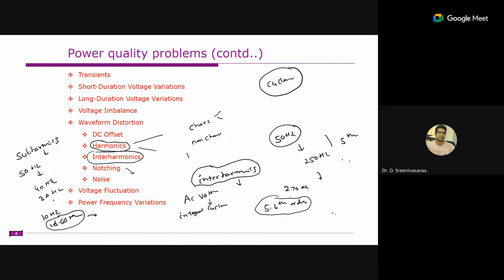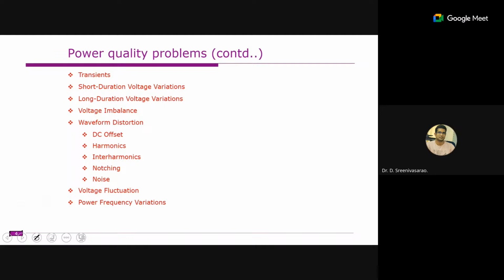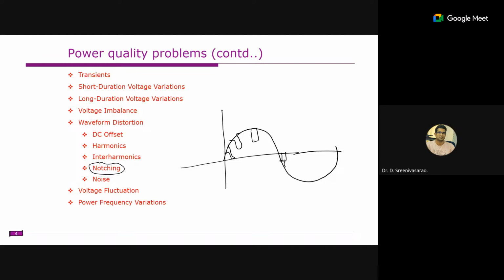Next, notching in the waveform. Notching is a sudden reduction in the magnitude. For example, if a voltage waveform is something like this, notching means you have some dip in the waveform. If it is at the peak value, the dip may be something like this. But if it is near zero, or at the beginning, there is a chance that the dip will touch the zero value. So these are known as notching in the waveform.